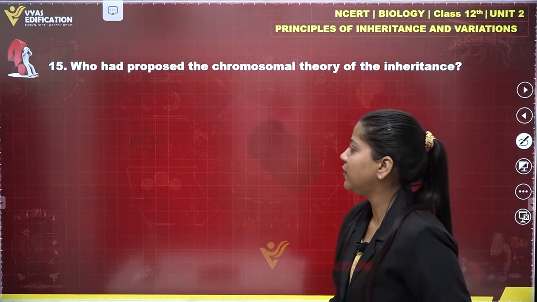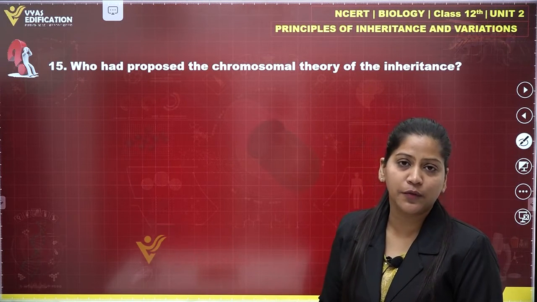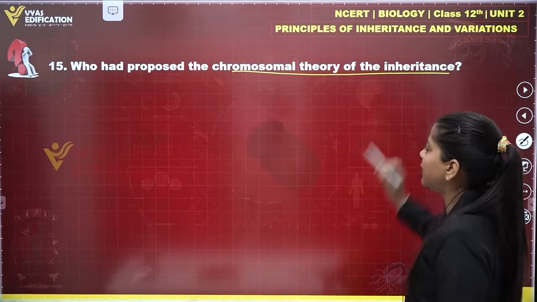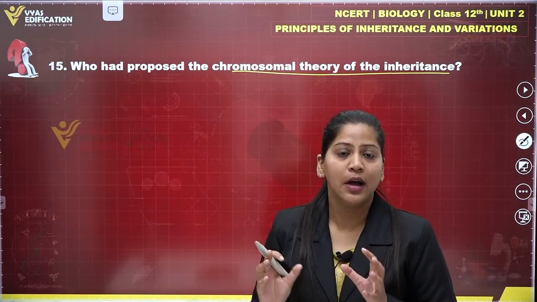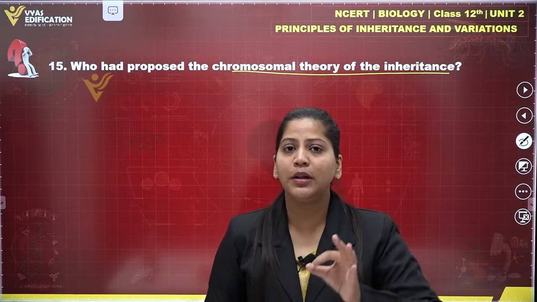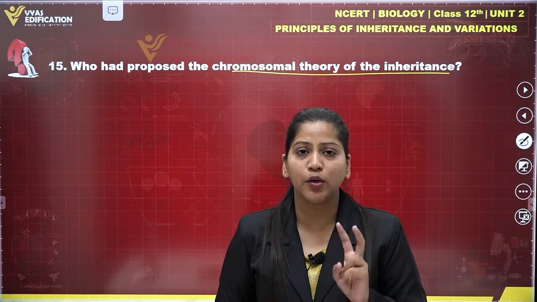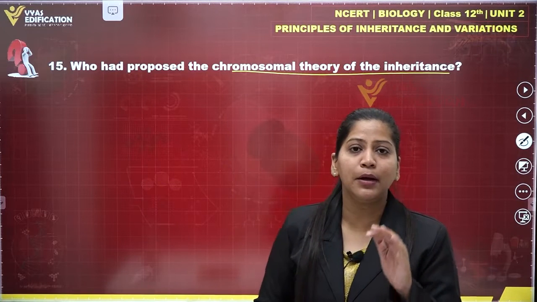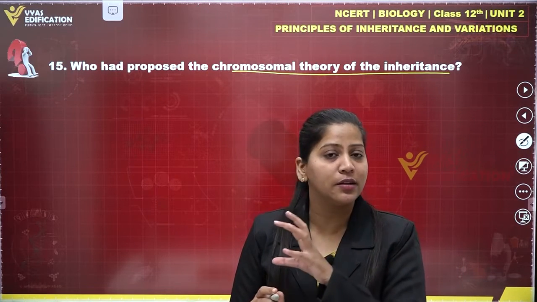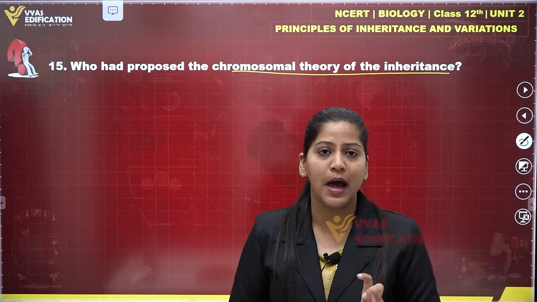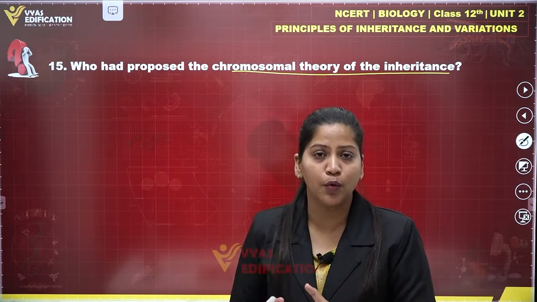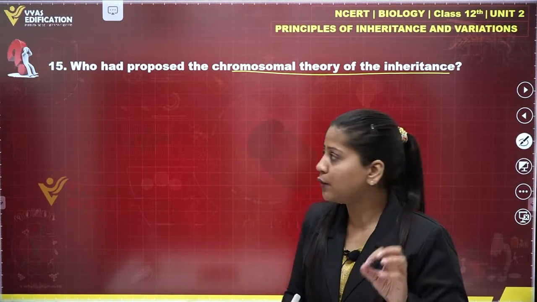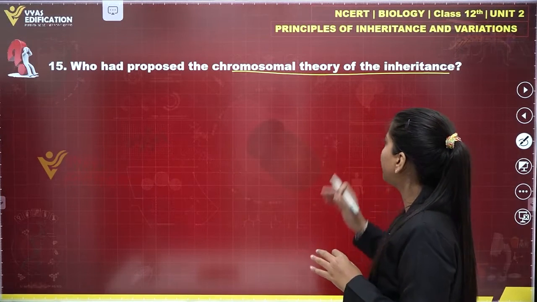Let's talk about the next question, question number 15, which is the second last question of this chapter. Who had proposed the chromosomal theory of inheritance? This is a very interesting and important question. The chromosomal theory of inheritance was proposed by two scientists, Sutton and Boveri, but they were not able to prove their theory. It was proved by another scientist, T.H. Morgan.